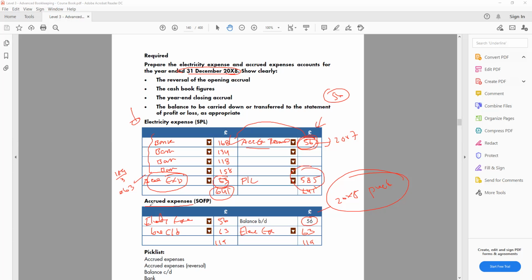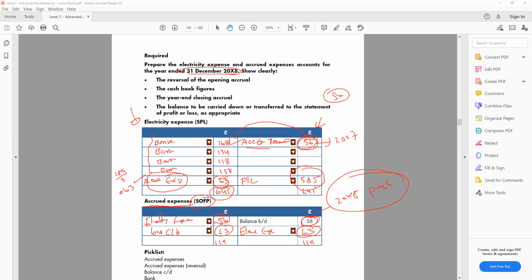And on the accrued expense account that is relevant to the statement of financial position, that was the liability that came from the last period, 56, and the liability is gone this period because I made the payment this year. So 56 is gone, a new liability is created, 63, and this will be carried forward for the next year. This is our accrued expense reversal.